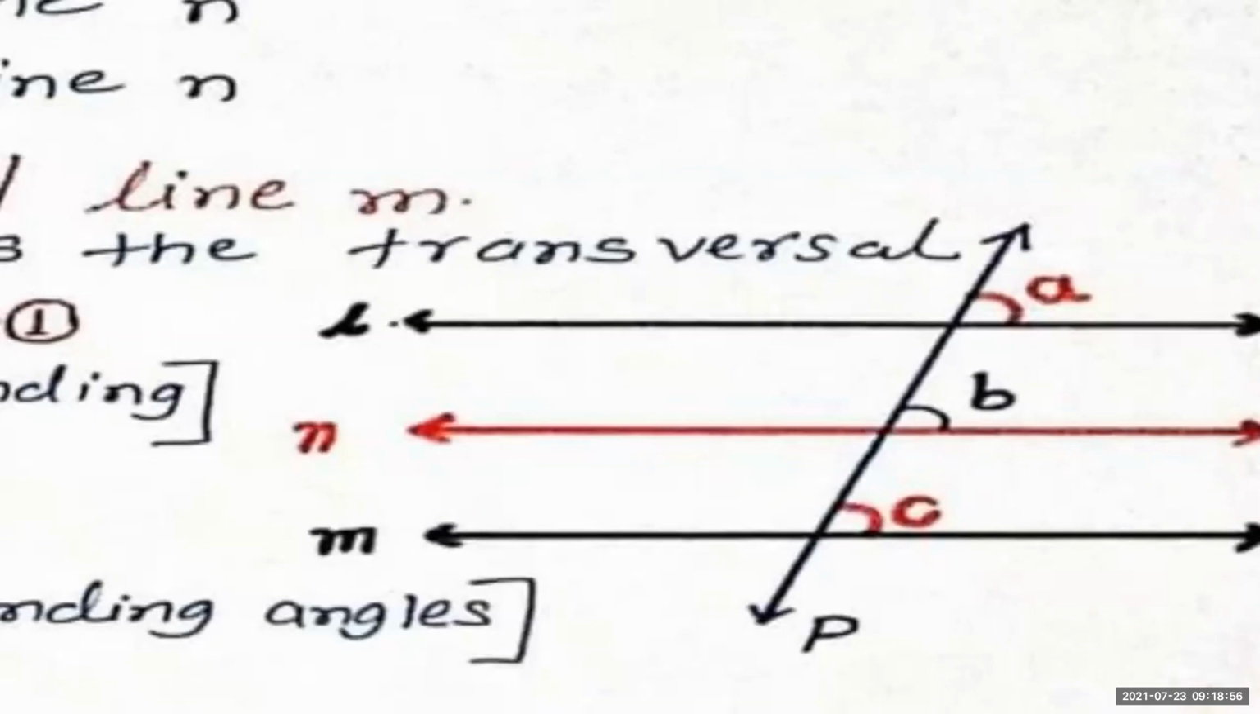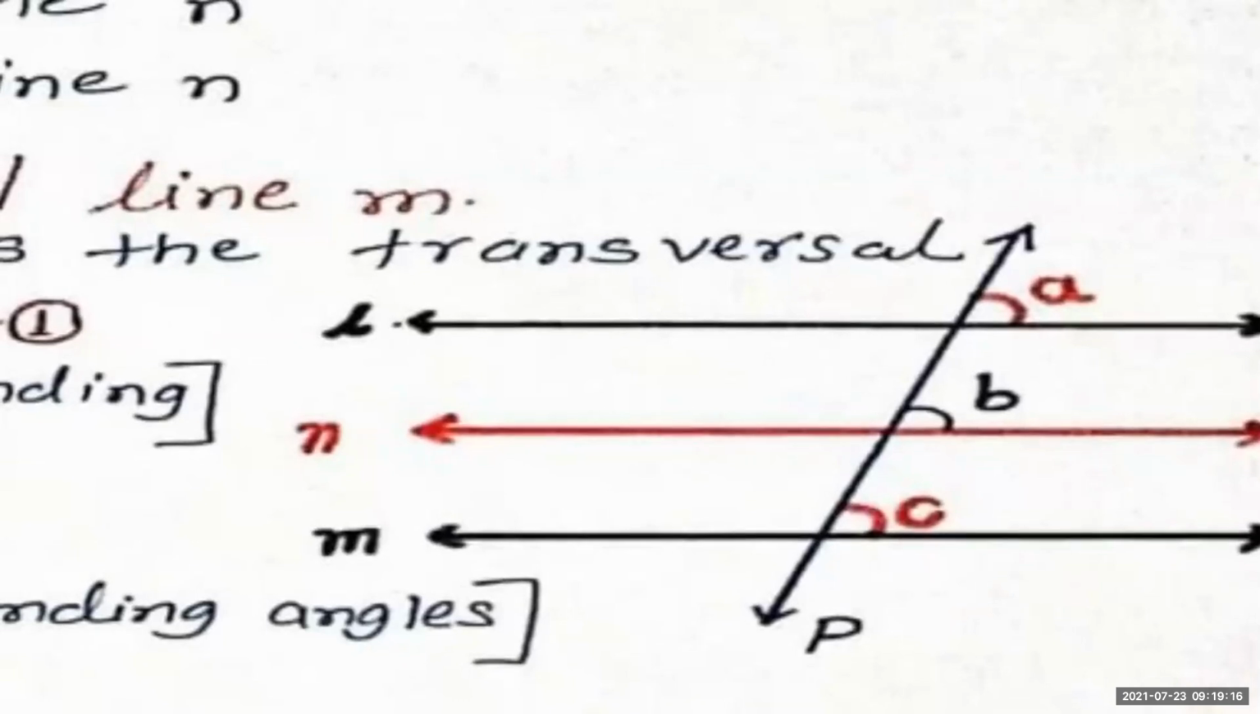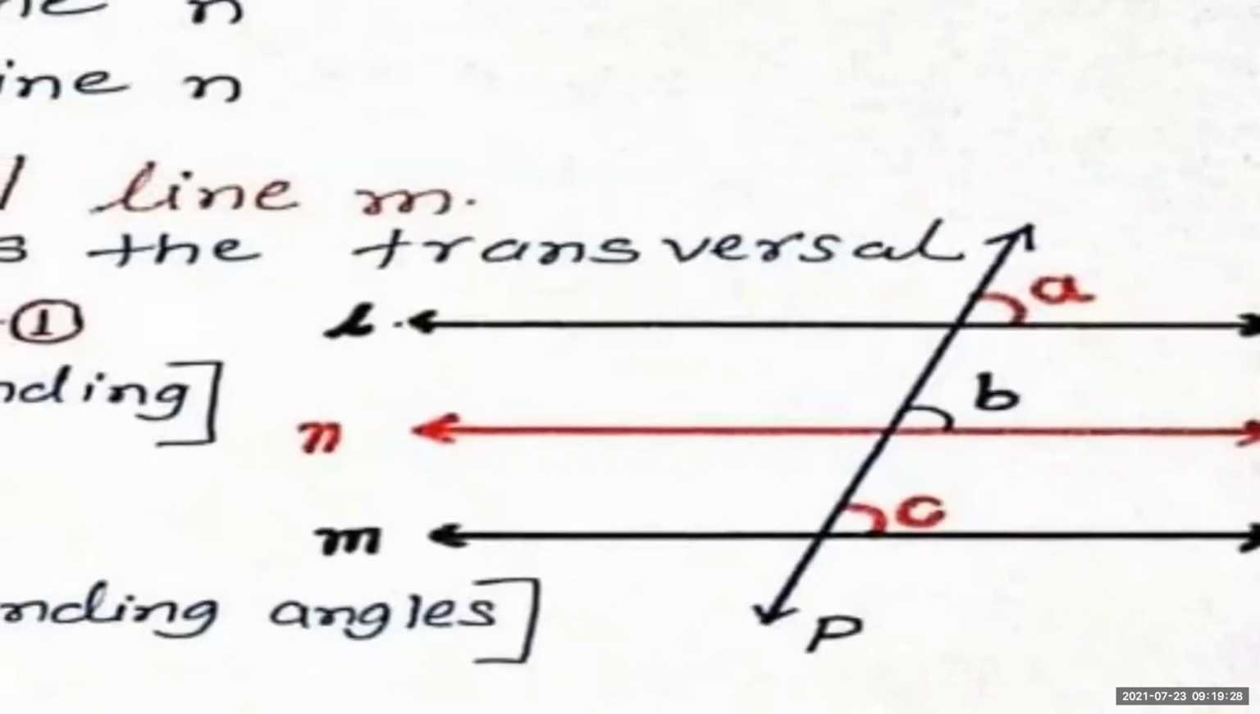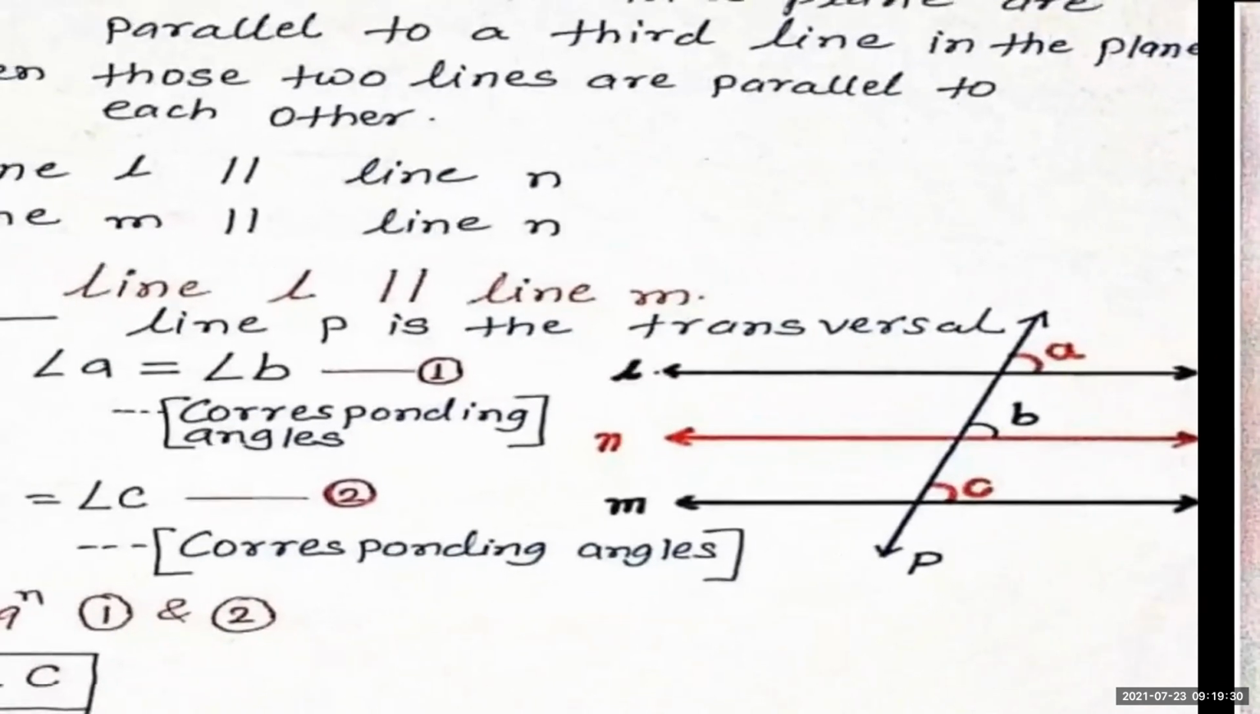Okay. Now see the second pair of 2 lines: the middle line, the red line, that is line N, and the next line, the third line, that is line M. See those 2 angles, 2 lines, and line P is a transversal. So here again you can see 2 angles, angle B and angle C. Those are also corresponding angles. Okay, so that we will write here.